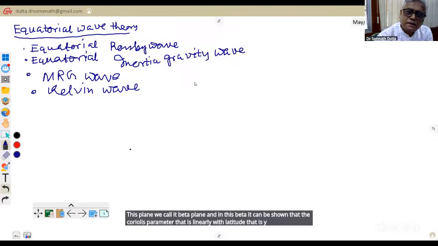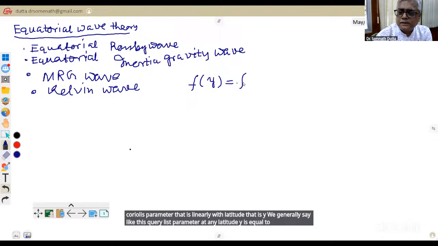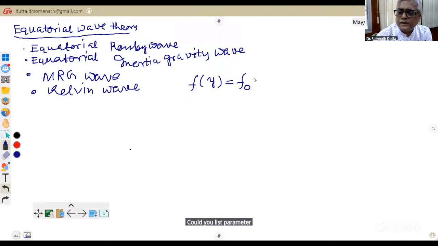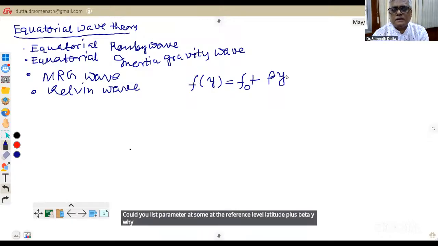So we generally say that the Coriolis parameter at any latitude y is equal to the Coriolis parameter at the reference latitude plus beta y. Y is nothing but the departure from that reference latitude.